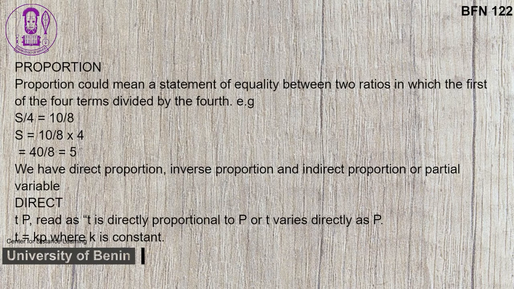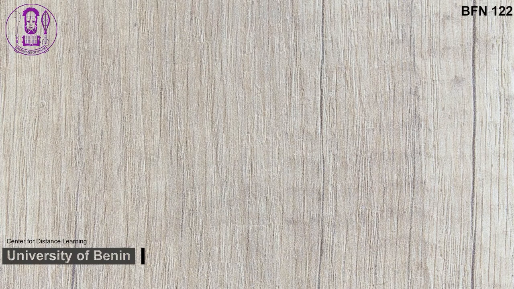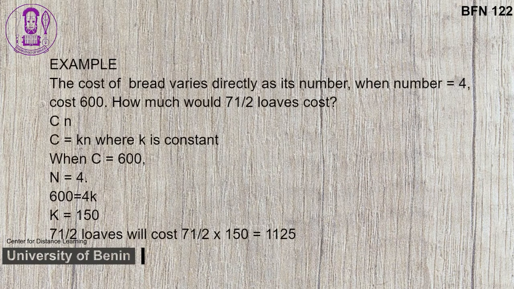Direct. D ∝ P, read as D is directly proportional to P or D varies directly as P. D equals KP where K is constant. Example. The cost of bread varies directly as its number. When number equals 4, cost is 600. How much would 7 and a half loaves cost? C equals Kn where K is constant. When C equals 600, n equals 4.